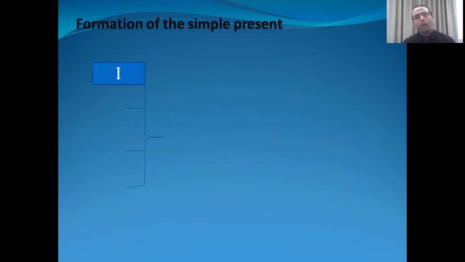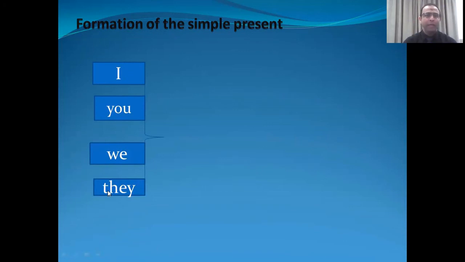Now, we have some subject pronouns like I, you, we, they. When I use these subject pronouns, I put the infinitive of the verb. So when I'm talking about myself, I say I play, I like, I eat. And also when you use you, we, they, you put the infinitive after the pronoun. You say you play, you eat, we sing, they run.